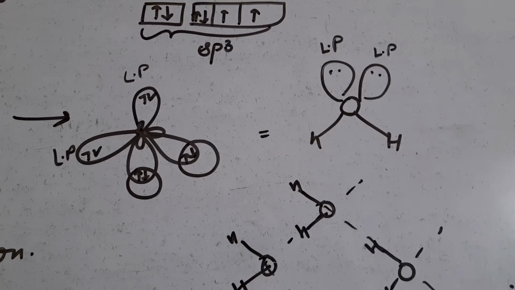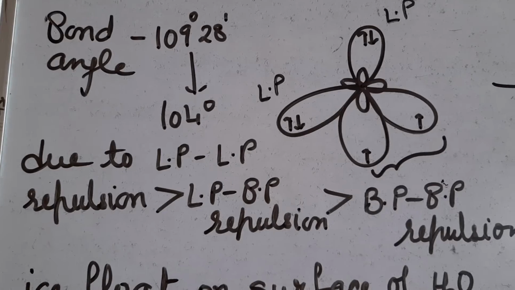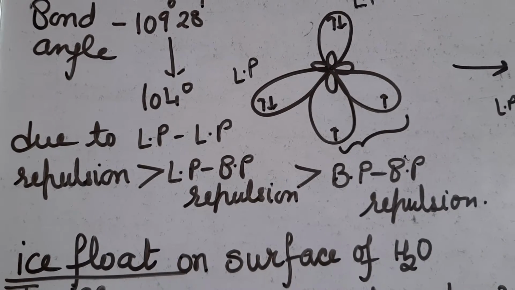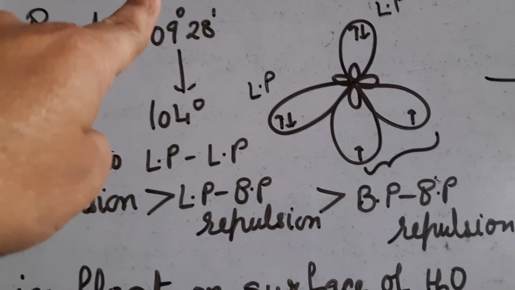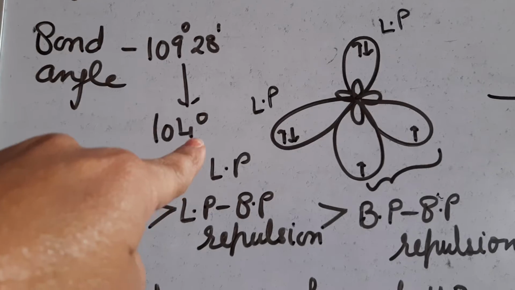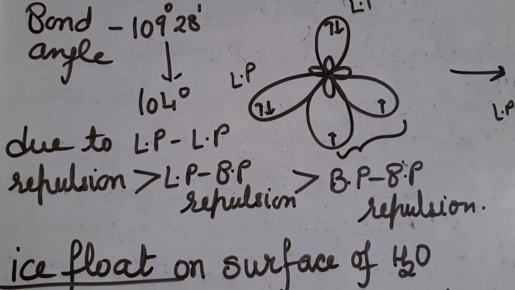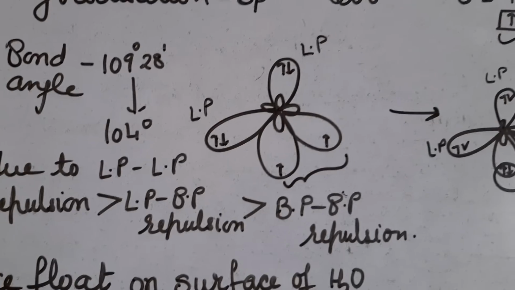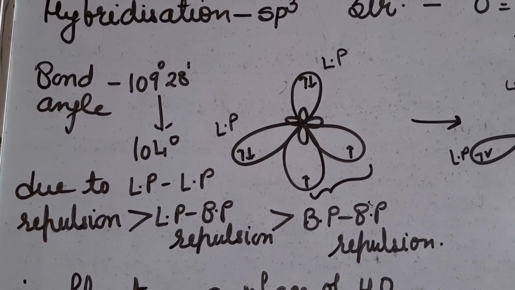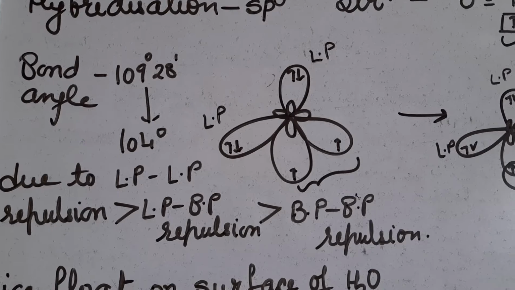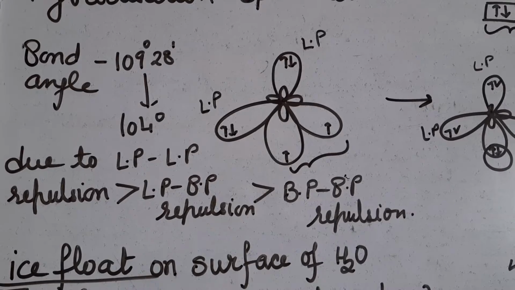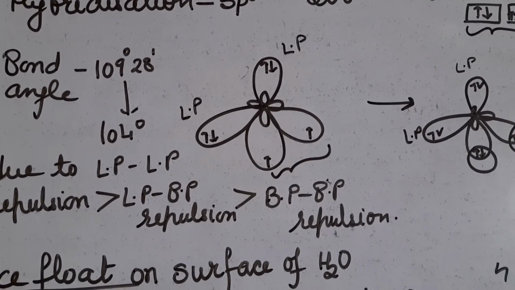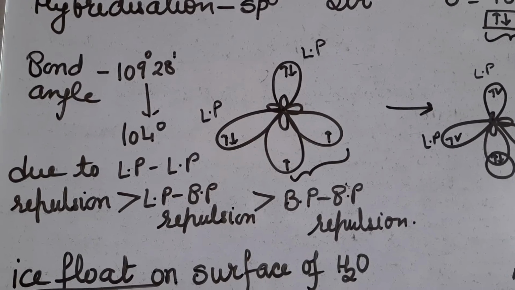These three repulsions are present, and they show an order: lone pair-lone pair repulsion is greater than lone pair-bond pair repulsion, which is greater than bond pair-bond pair repulsion. Due to these repulsions, the bond angle decreases from 109 to 104 degrees. I hope it is clear to all of you. The first question that may be asked in your exams is why the bond angle in water is not 109 degrees. The second question is why water does not show tetrahedral shape. Its shape is bent or V shape.